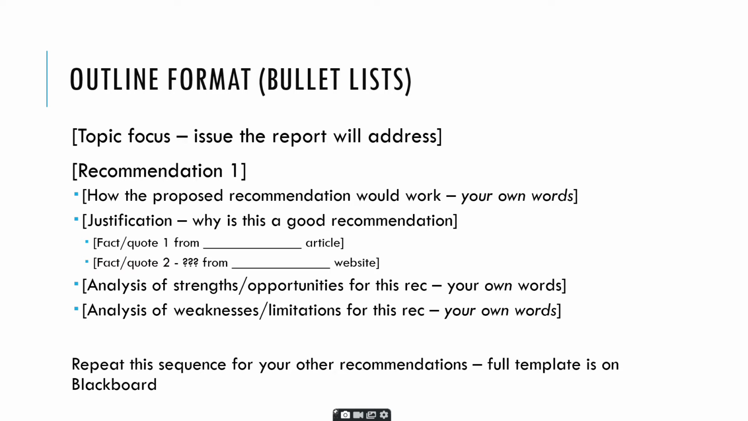So what you're seeing on the screen now is my templated version of the outline format. And you just get rid of the brackets and fill in the stuff that I've got there. So you just give me a sentence or two about the topic focus for the report, what the report will address. And then for each section, my slide only has the first recommendation, but you'll do the same thing for as many recommendations as you have: tell me a little bit about what you're planning to write out.